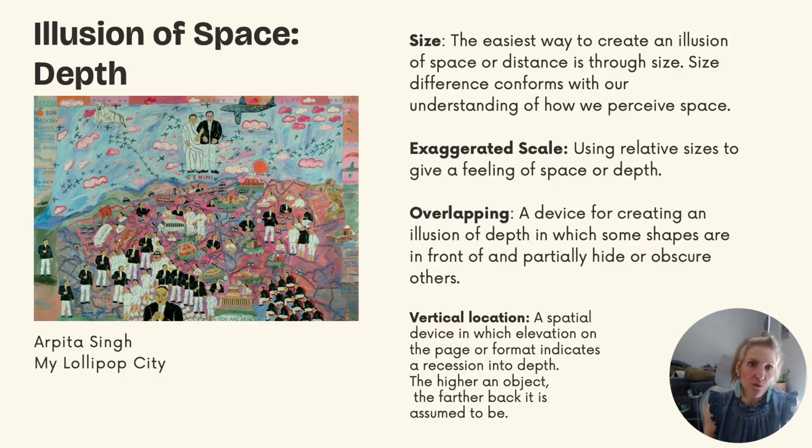And then there's vertical location. This is something that's not used a whole lot, but it's an interesting technique. It's a spatial device in which elevation on the page, higher up on the page, or format indicates a recession into depth. The higher up, the further back. The higher on the object, the farther back it is assumed to be. And this is all on the same plane. So those figures on the bottom are interpreted to be closer, and higher up are interpreted to be further behind.